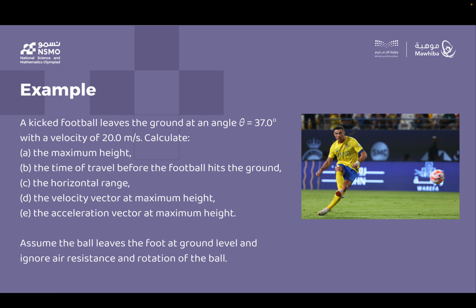Now, let's solve the following problem. A kicked football leaves the ground at an angle theta equals 37 degrees with a velocity of 20 meters per second. Calculate the maximum height, the time of travel before the football hits the ground, the horizontal range, the velocity vector at maximum height, and the acceleration vector at maximum height. Assume the ball leaves the foot at ground level and ignore air resistance and the rotation of the ball.